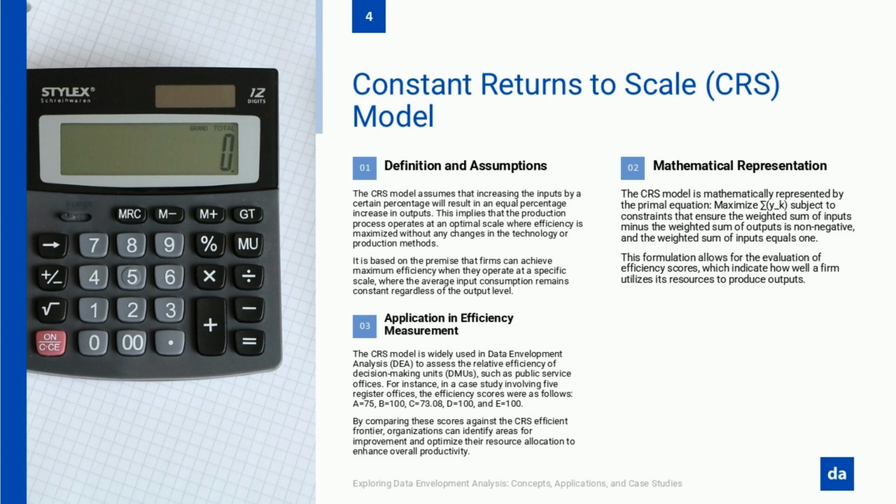CRS tells us whether a company is growing the right way or just inflating itself like a balloon ready to pop. So what happens when a company isn't at optimal efficiency? That's where variable returns to scale, VRS, comes in, and that's what we're diving into next.